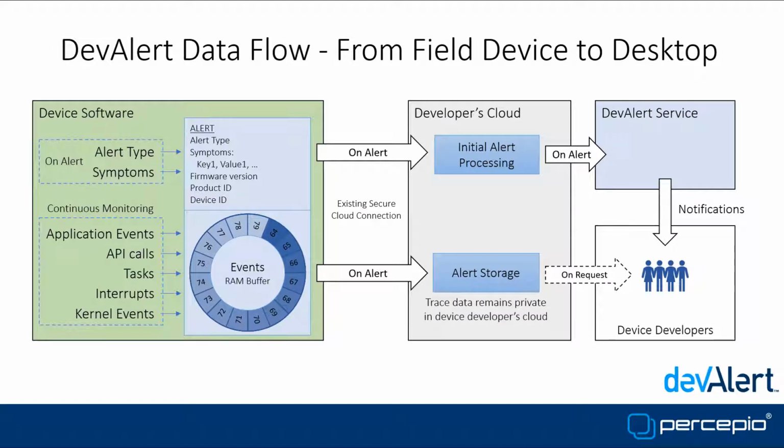The data flow starts in the device source code, where developers add alerts at strategic locations, such as existing error handling code and hard fault exception handlers.